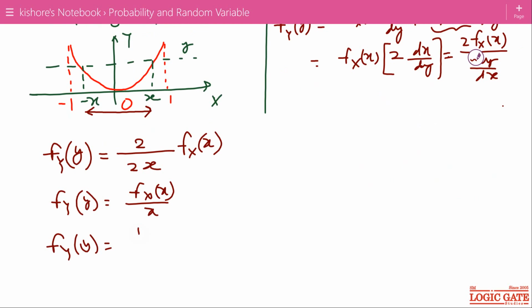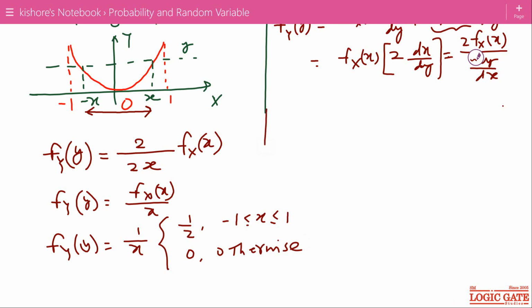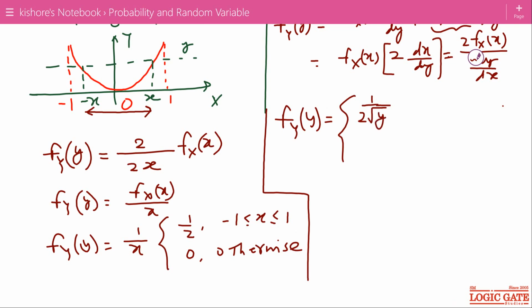So the PDF of random variable y is f of x by x. And x is uniformly distributed, so it is 1 by 2 from minus 1 to plus 1 and 0 otherwise. Now this PDF of y is written in terms of x, so we will replace x by y. So f of y is 1 by 2 root y. In place of x, we will write square root of y. Limits for y, we will identify from the transformation curve that the lower limit of y is 0 and the upper limit of y is 1. So y should vary from 0 to 1, and it is 0 otherwise. This is the PDF of random variable y.